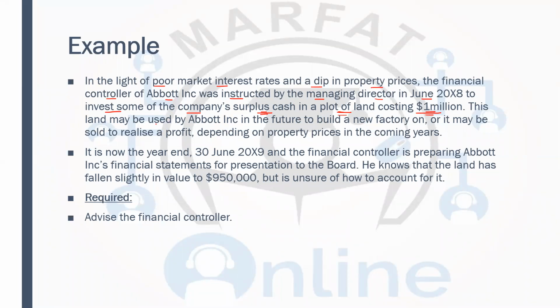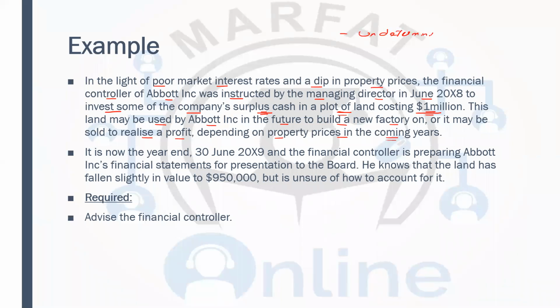This land may be used by Abbott Incorporated in the future to build a new factory, or it may be sold to realize a profit depending on the property prices in the coming years. So that means this is clearly undetermined future use, that they have not decided yet what to do with the plot of land. They can either build a factory on it, or they can sell it in the future at a good price, but that depends on the future prices. They never know what is going to happen. So this is the case of undetermined future use.